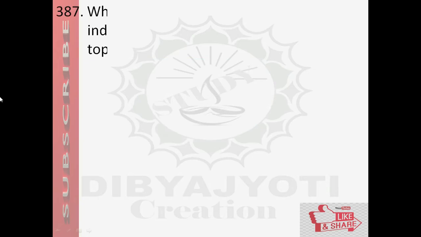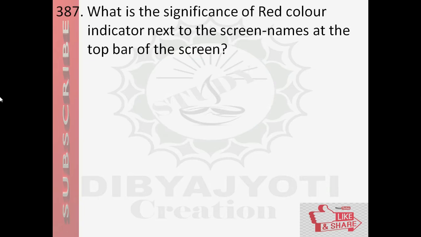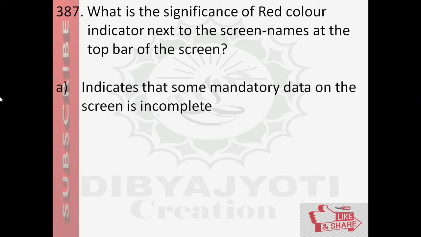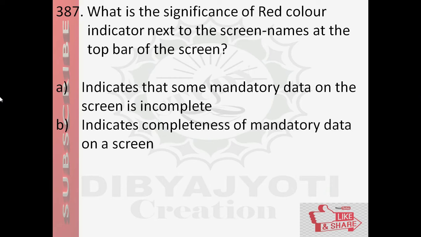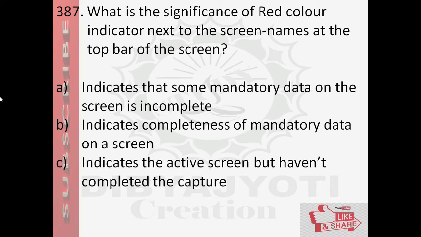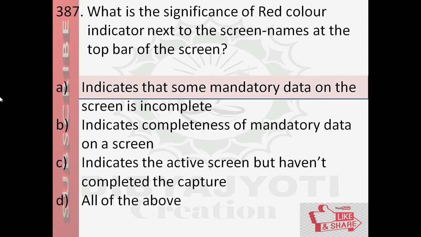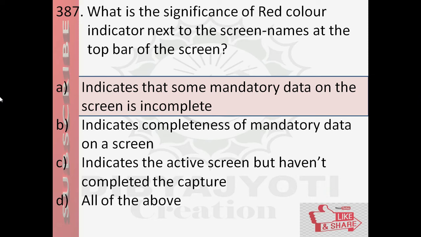Then move on to question number 387. What is the significance of red color indicator next to the screen name at the top bar of the screen? Options are: option A, indicates that some mandatory data on the screen is incomplete; option B, indicates completeness of mandatory data on a screen; option C, indicates the active screen but have not completed the capture; option D, all of the above. And the answer is option A, indicates that some mandatory data on the screen is incomplete.